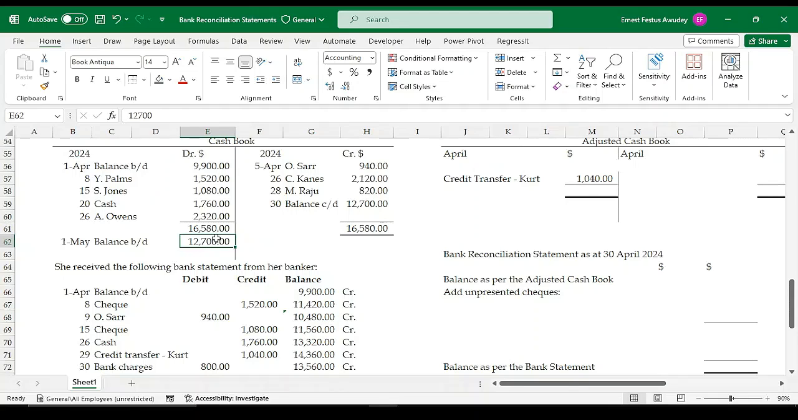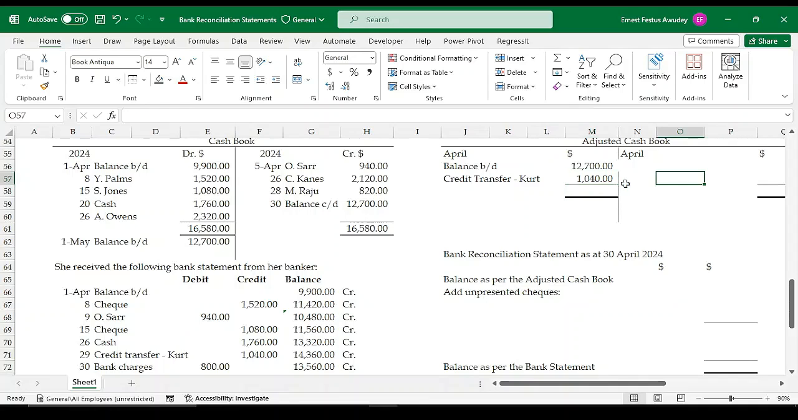We need to restate it so that we can adjust it for any missing items to get the corrected amount. And that is the balance you are going to use in preparing the bank reconciliation statement. So first of all, we need to bring the balance. I'll come here and write balance brought down, so balance BD. In other books you see balance brought forward. It's the same thing. So I need to link up that particular value there.